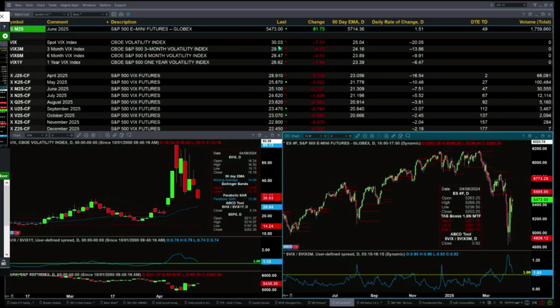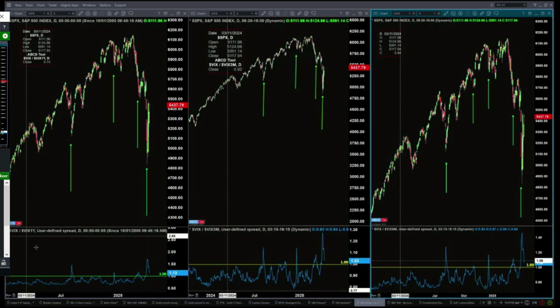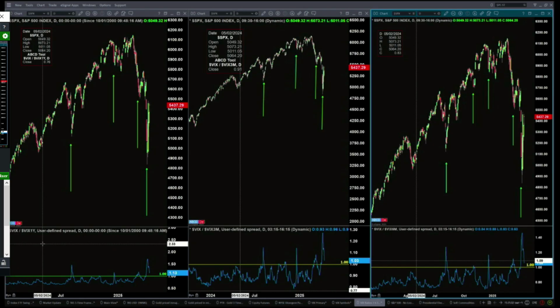There are also three other indices that the CBOE created: a 3-month version, a 6-month version, and a 1-year version. We can see that even here, this is in contango, and that is going to straighten itself out. The way we can see that something is in contango is I have a ratio that divides the VIX by the 3-month, the 6-month, or the 1-year. When we get above the 1 level, that tells us we're in contango.